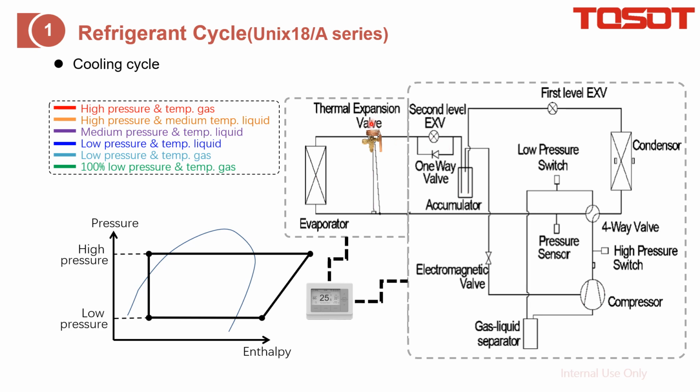First, we find the thermal expansion valve, short for TXV, and then the evaporator, and then we go back and find this gas liquid separator. And also there is an electromagnetic valve here.